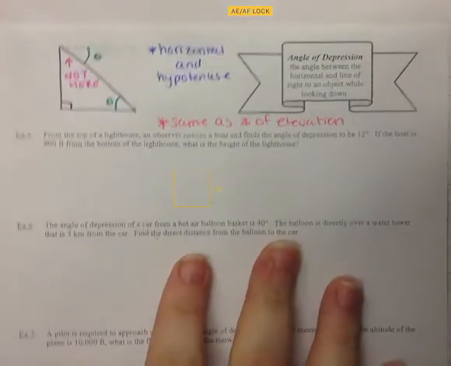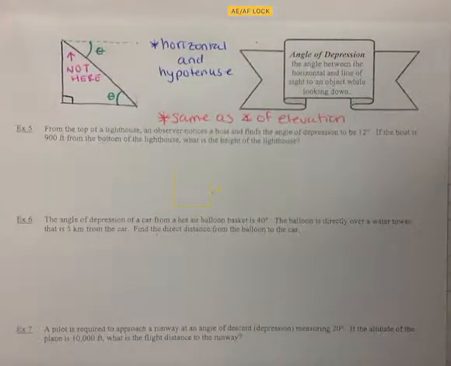So let's look at some examples. From the top of a lighthouse, an observer notices a boat and finds the angle of depression to be 12 degrees. If the boat is 900 feet from the bottom of the lighthouse, what is the height of the lighthouse?